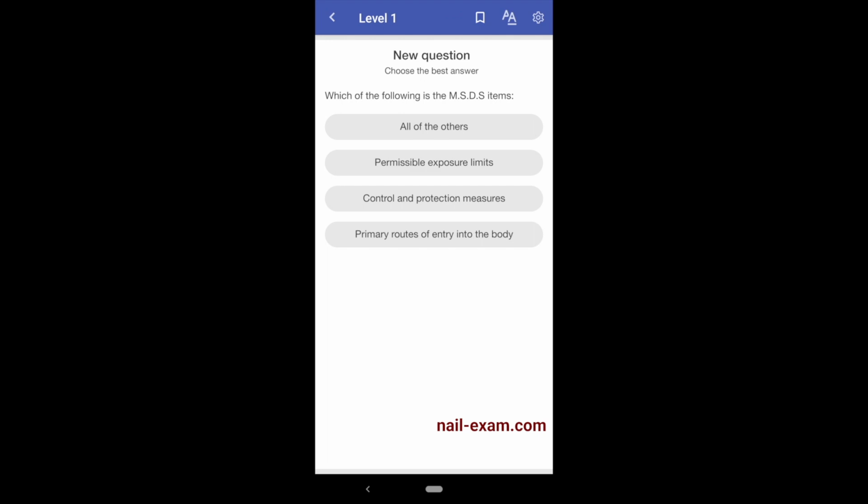Which of the following is in the MSDS items? Answers: A. All of the others. B. Permissible exposure limits. C. Control and protection measures. D. Primary routes of entry into the body. The answer is A.